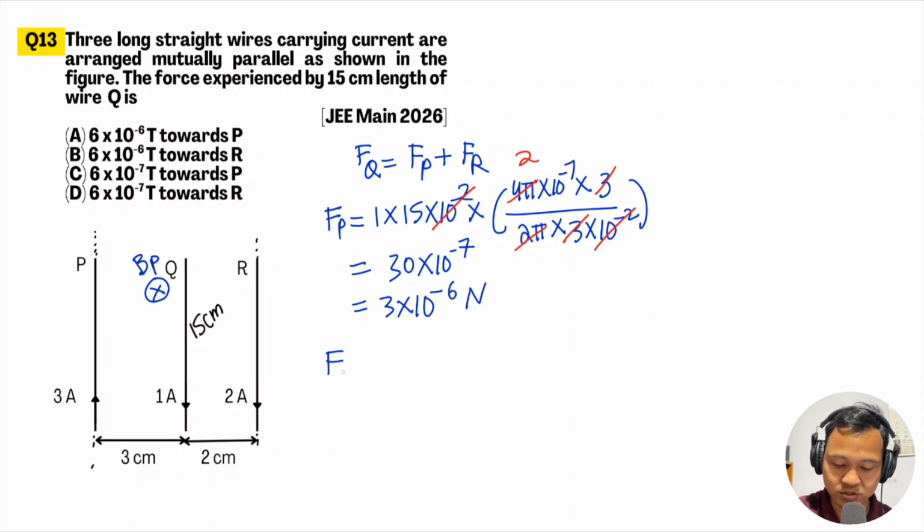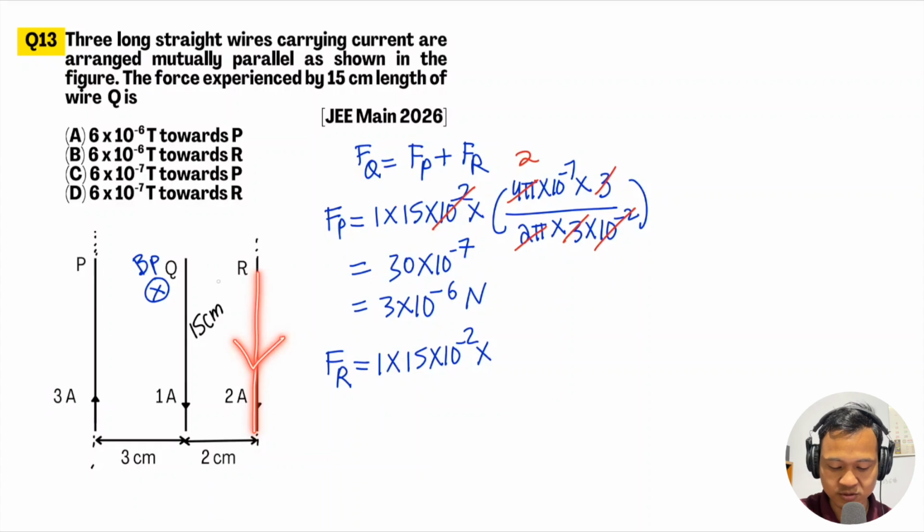Now the force due to R is I into L into B, where B is now due to R. The current is in this direction, so on the right side it will be inwards and on the left side it will be outward, following the grip rule. It will be something like this. So here B due to R is also inward.